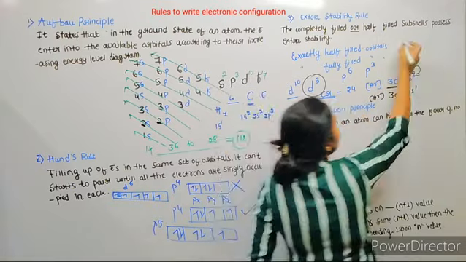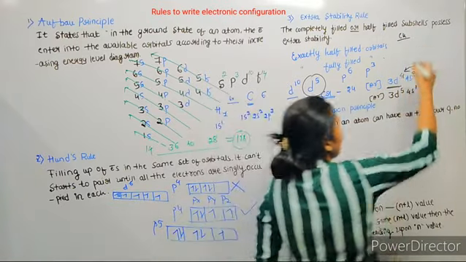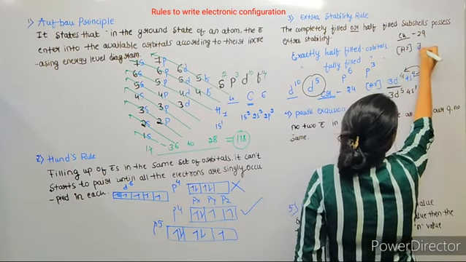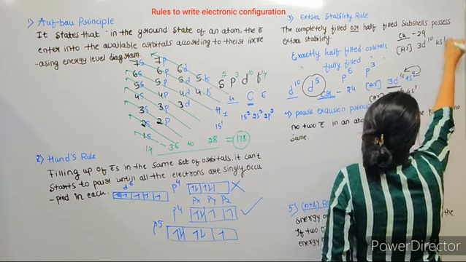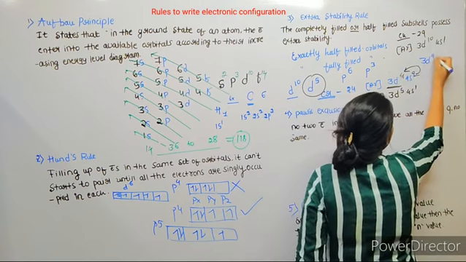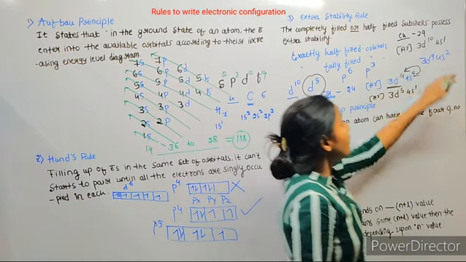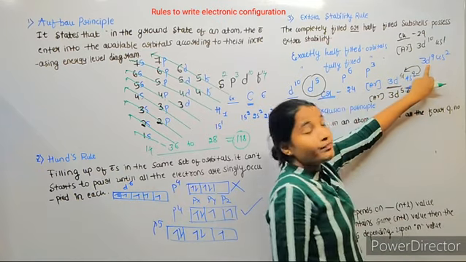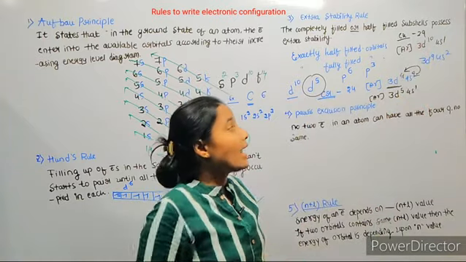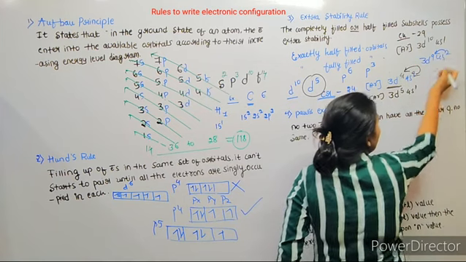And next you may take an example, that is copper, its atomic number is 29, and its electronic configuration is argon 3d10 4s1 instead of 3d9 4s2. Why? Because it receives one electron from this s subshell and it tries to attain stability. So that's why it receives one electron from the s subshell.